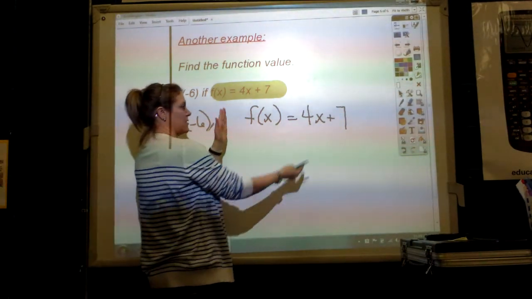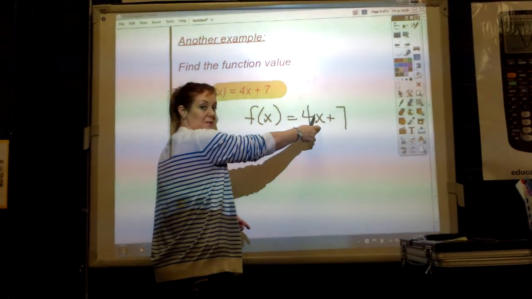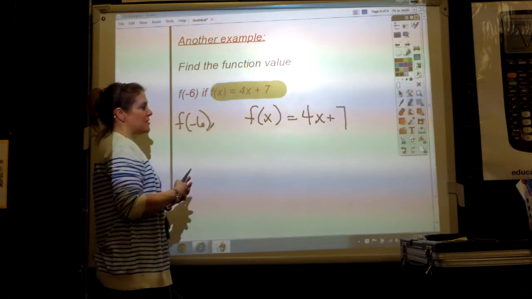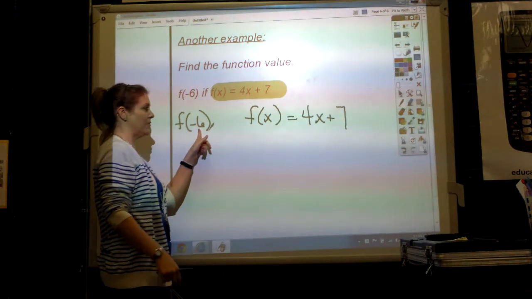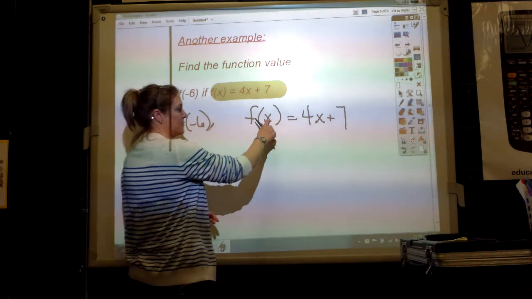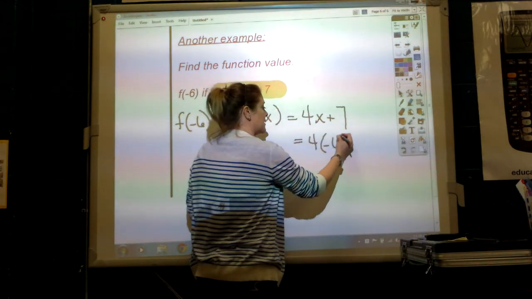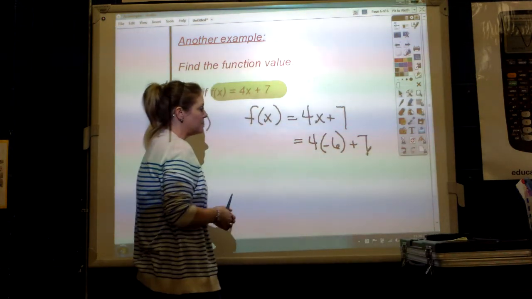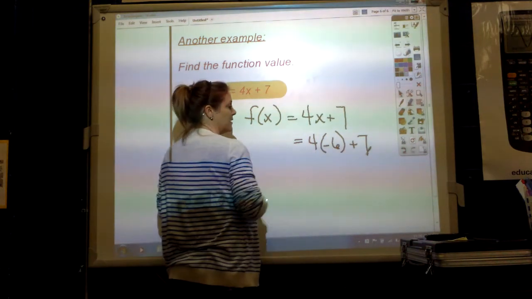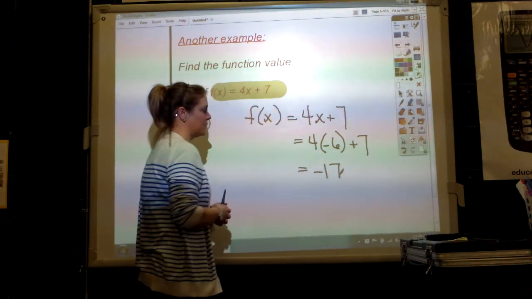So you can almost treat this like it's in a table. Negative 6 is your input. You're going to put it in place of x, and you're going to get an output. That would be your function value. So in this case, they don't want you to do a whole table. They're just giving you a value that they want you to plug in. So we're going to put negative 6 in place of x. So now instead of 4 times x plus 7, we're going to do 4 times negative 6 plus 7. 4 times negative 6 gives us negative 24. Negative 24 plus 7 gives us negative 17.